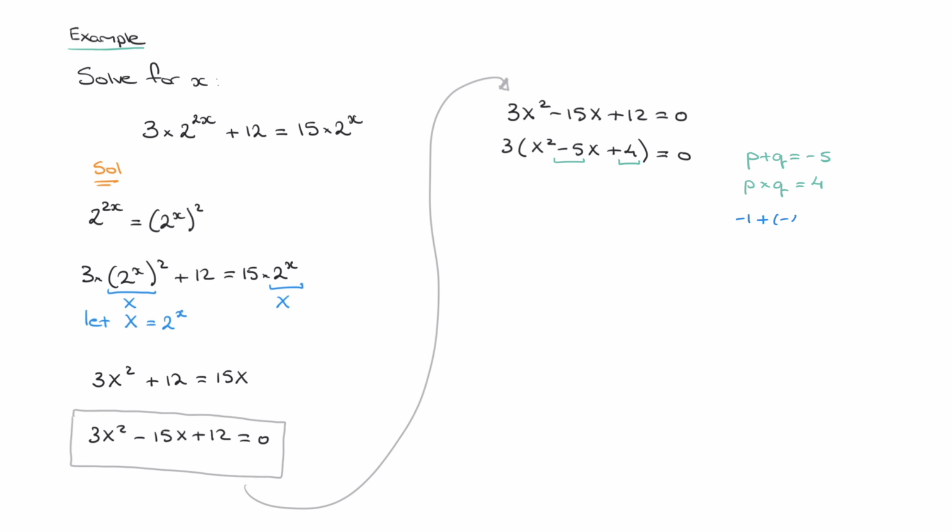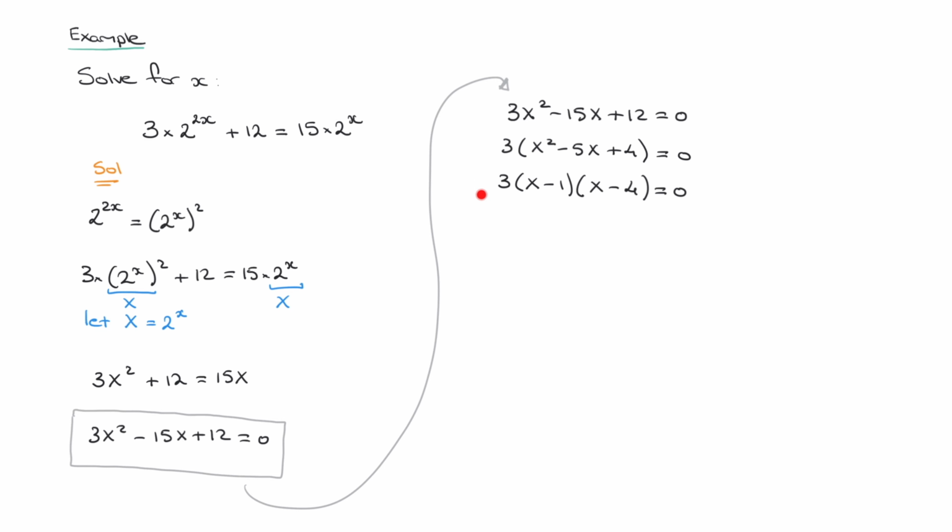Indeed, negative 1 plus negative 4 is negative 5, and negative 1 times negative 4 is positive 4. So with those 2 values in mind, I can write this in factored form as 3 times, in parentheses, capital X minus 1 times capital X minus 4. And all of that must equal 0.